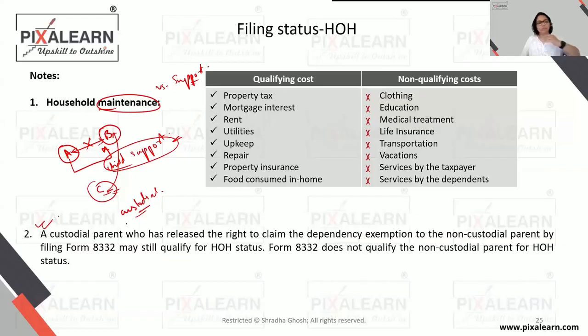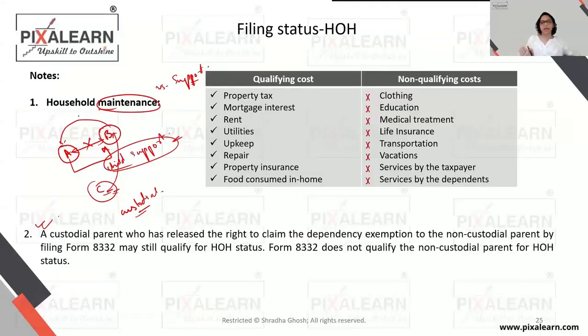But let's say B is not working. B has no income. So can A come and request B and say that, you are supposed to basically claim C, but since you have no income, there's no benefit that you will get. Can I claim C on my return? And B says, okay, I don't have a problem. So what does B do? B files paperwork and gives over the right to claim C as a dependent to A.